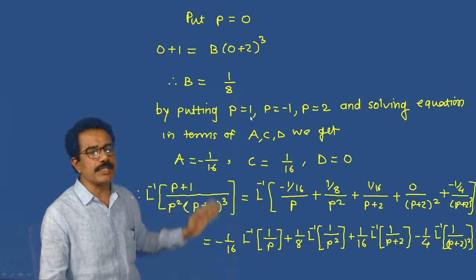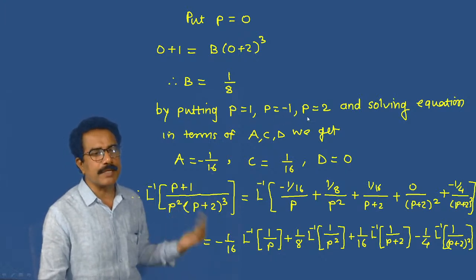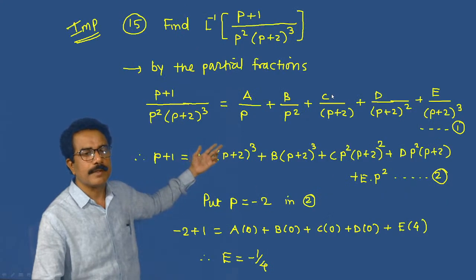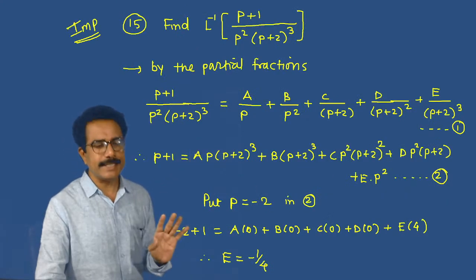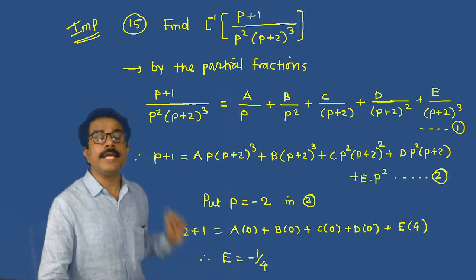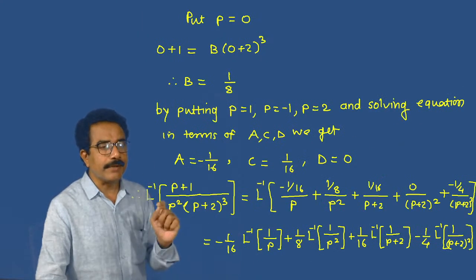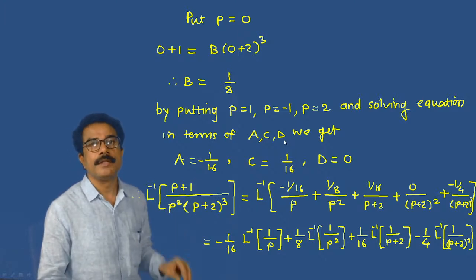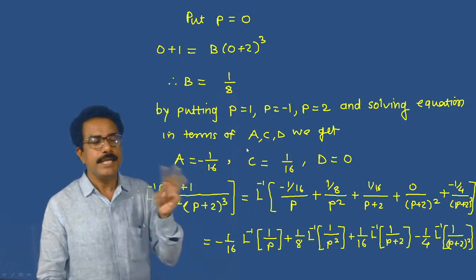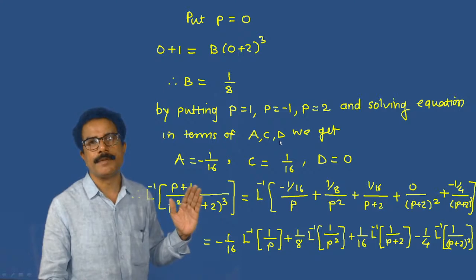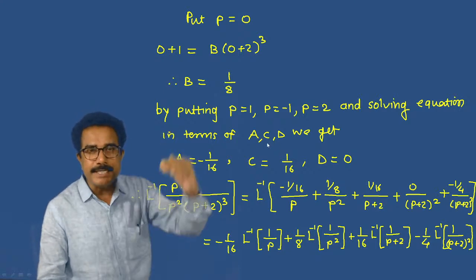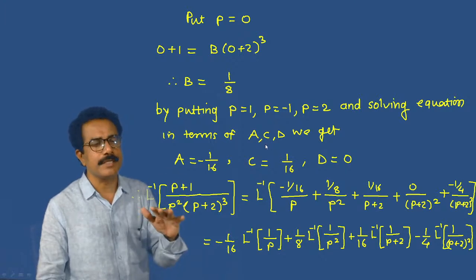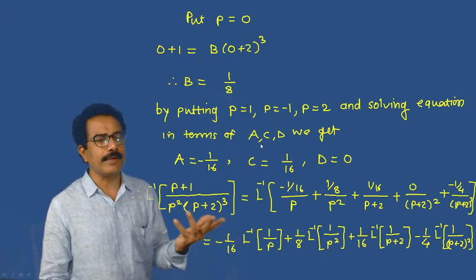So if we put P equals to 1, P equals to minus 1, P equals to 2 in equation 2, then we will get the equations in terms of A, C, D. We will get three equations in terms of A, C, D, and by simultaneous solution of these three linear equations, we will get the values of A, C, D.